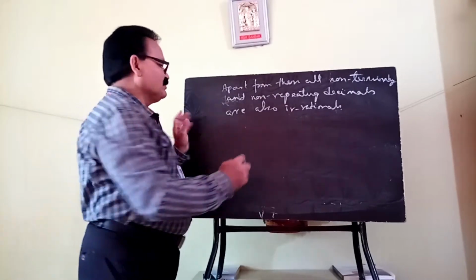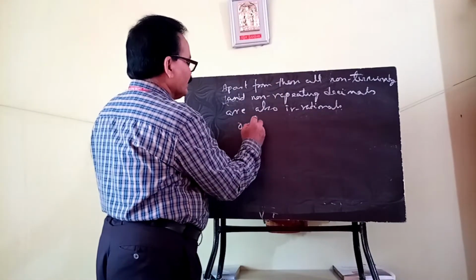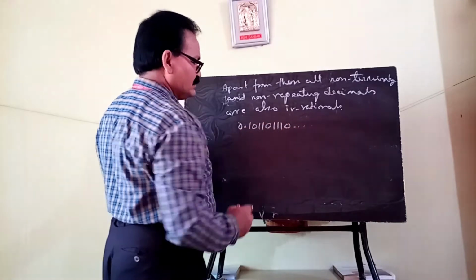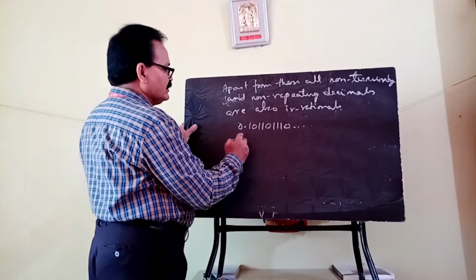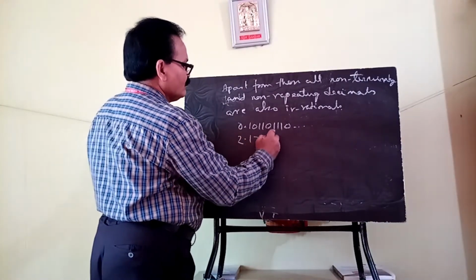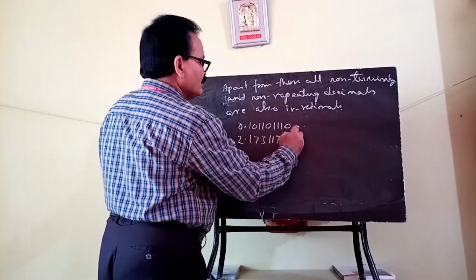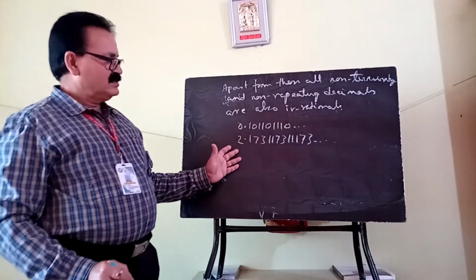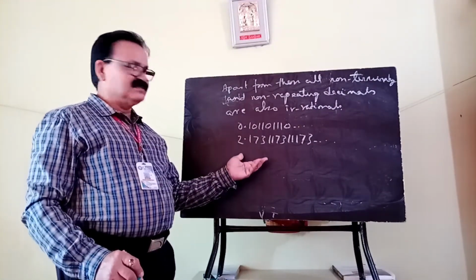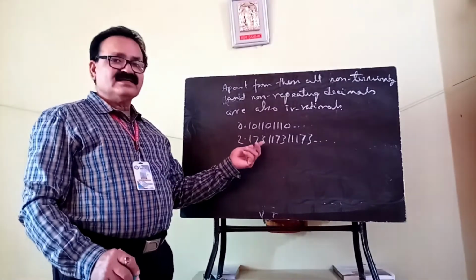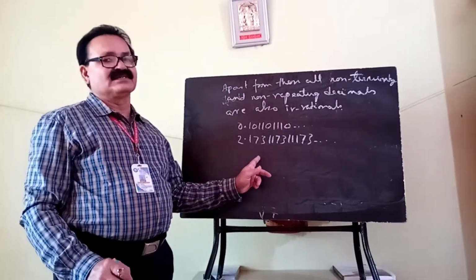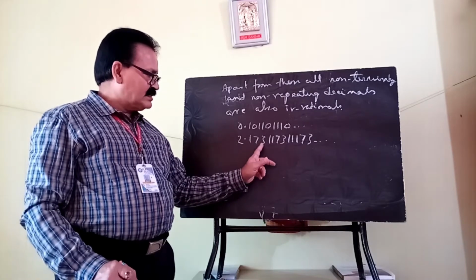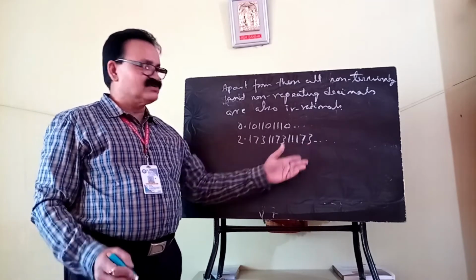As for example, 0.101101110 like this. Again you can write, say, 2.17311173 like this. These are decimal representations which are non-terminating as well as non-repeating. If you observe, here 2, 1, then 7, 3, triple 1, then 7, 3. So it is going on.